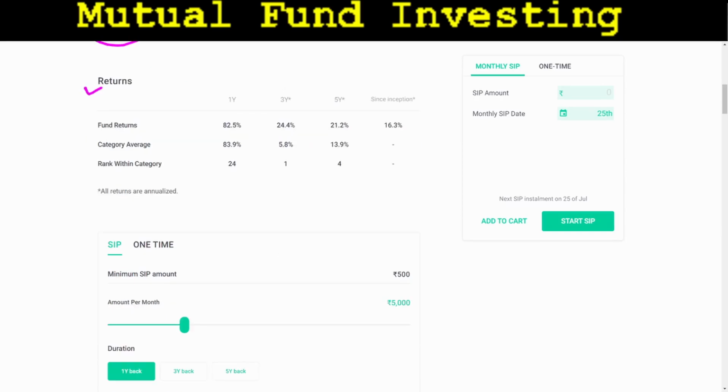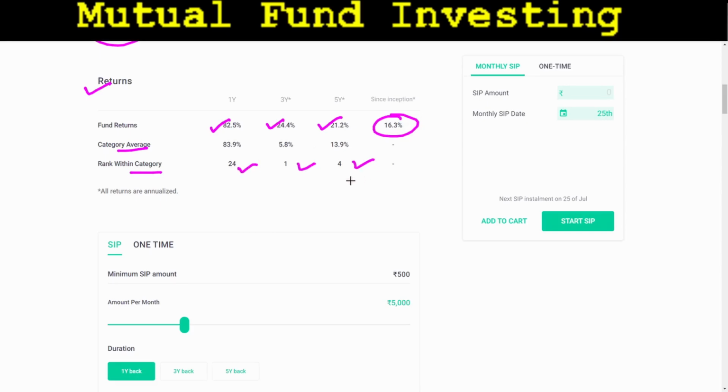Going below, the table shows the returns of the mutual fund as compared to the category and within the category. So the fund's return in year 1 was 82%, 3-year was 24%, 5-year was 21%. And since inception, so if the fund is more than 5 years old, and as we saw that it was started in 2013, the annualized returns are 16.3%. As compared to category, the fund has given more returns, and these are the ranks of the fund in given years.